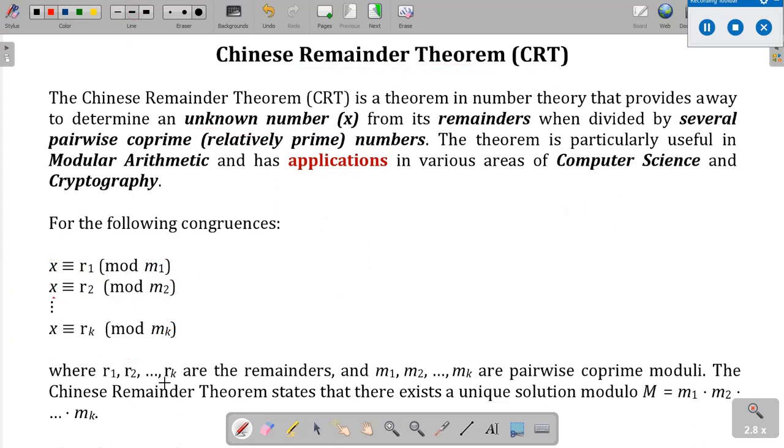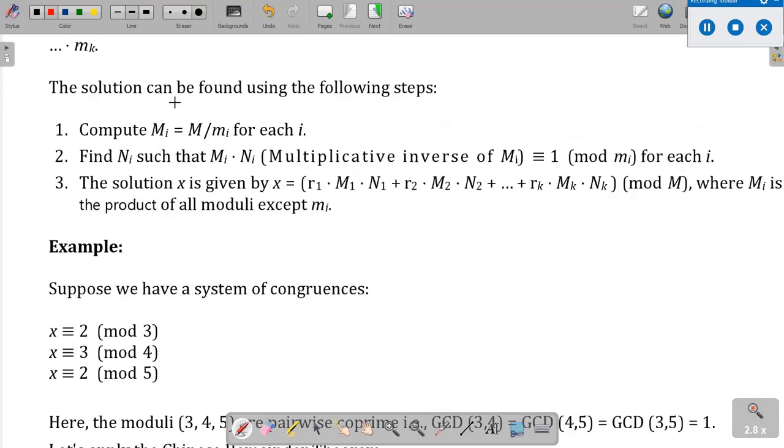Where r1, r2 up to rk are the remainders and m1, m2 up to mk are pairwise co-prime moduli. The Chinese remainder theorem states that there exists a unique solution modulo m, and the value of m will be calculated by multiplying m1, m2 up to mk. So if we multiply all these numbers, then we get m. Now, what are the steps to find the unknown number x? The solution can be found using the following steps.